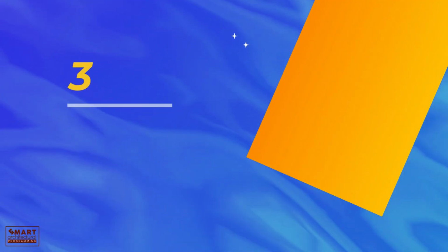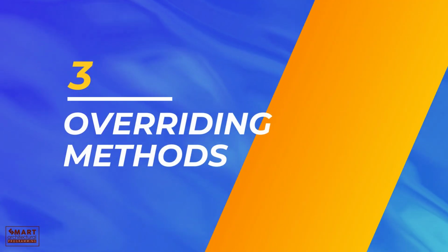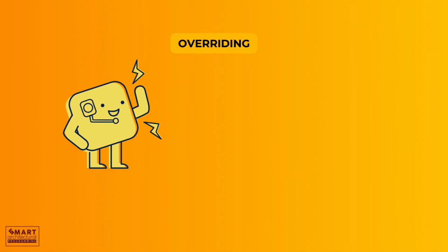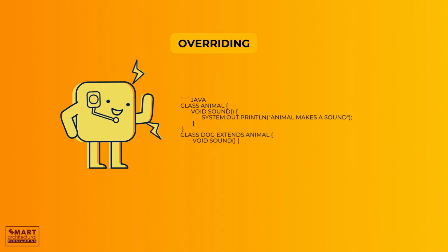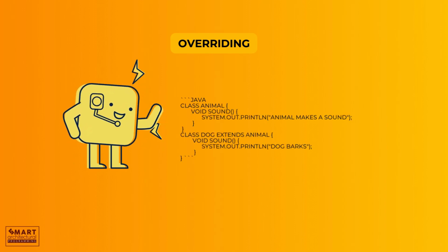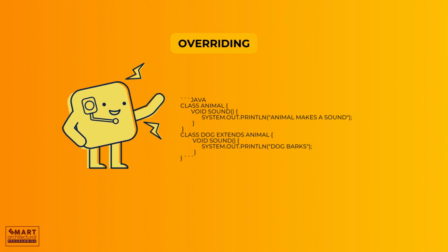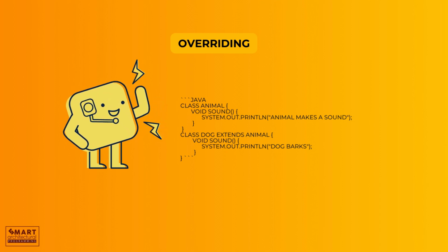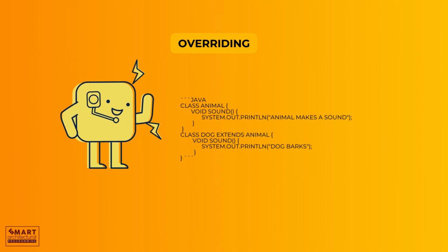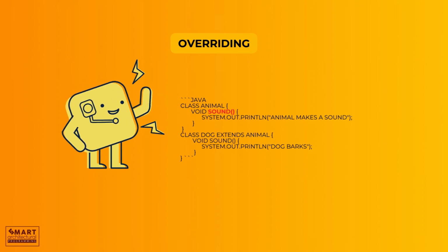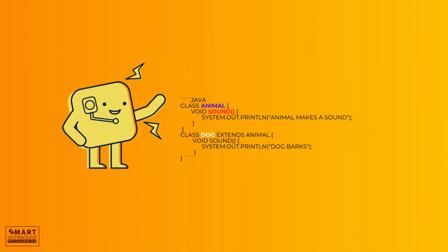3. Overriding methods. Sometimes, we might want to provide a different implementation of a method in the subclass. This is known as method overriding. Let's see an example. Java: class Animal { void sound() { System.out.println("Animal makes a sound"); } } class Dog extends Animal { void sound() { System.out.println("Dog barks"); } } In this example, the sound method in the Dog class overrides the sound method in the Animal class.